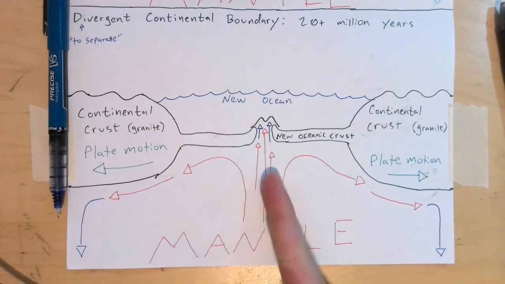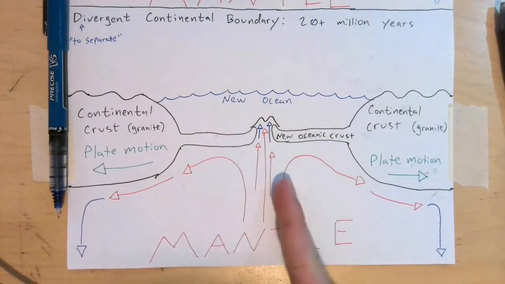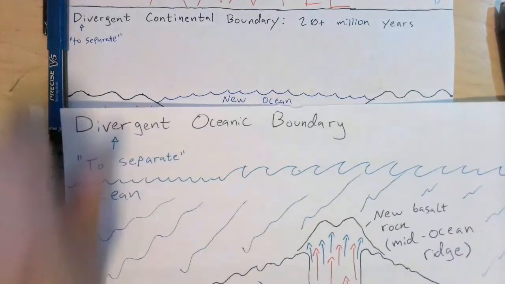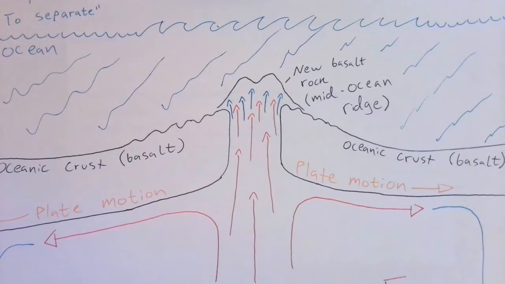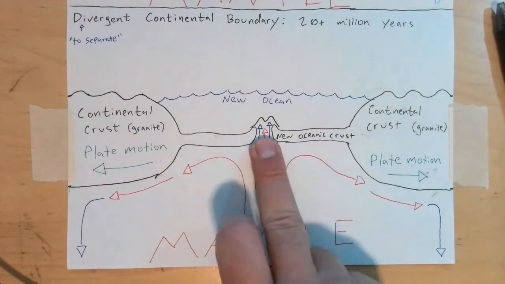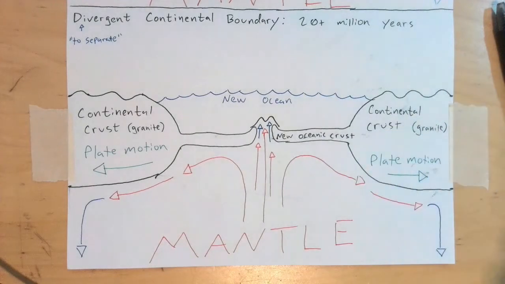And hopefully you've noticed that this looks awfully familiar because this is really just our divergent oceanic boundary diagram, but like a little tiny version. This is where oceans come from. If you have a divergent boundary that rips a continent open, it will split the granite, form new basalt, and make a new ocean basin.